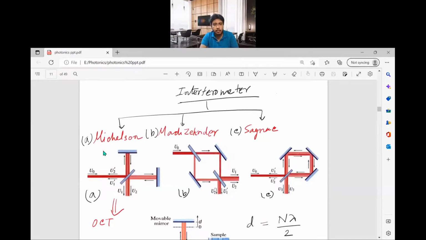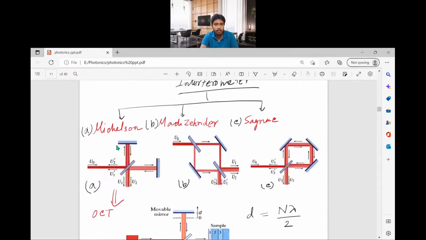There are three different kinds of interferometer. One is the Michelson interferometer, one is Mach-Zehnder, and one is Sagnac. These are the three classes of interferometer we will discuss. The first one is the Michelson interferometer. This is the schematic diagram of the Michelson interferometer.